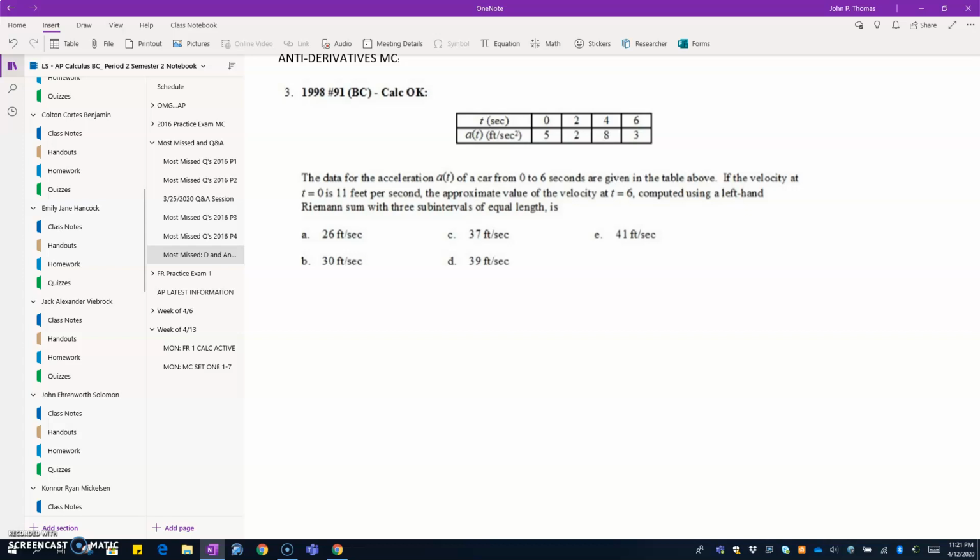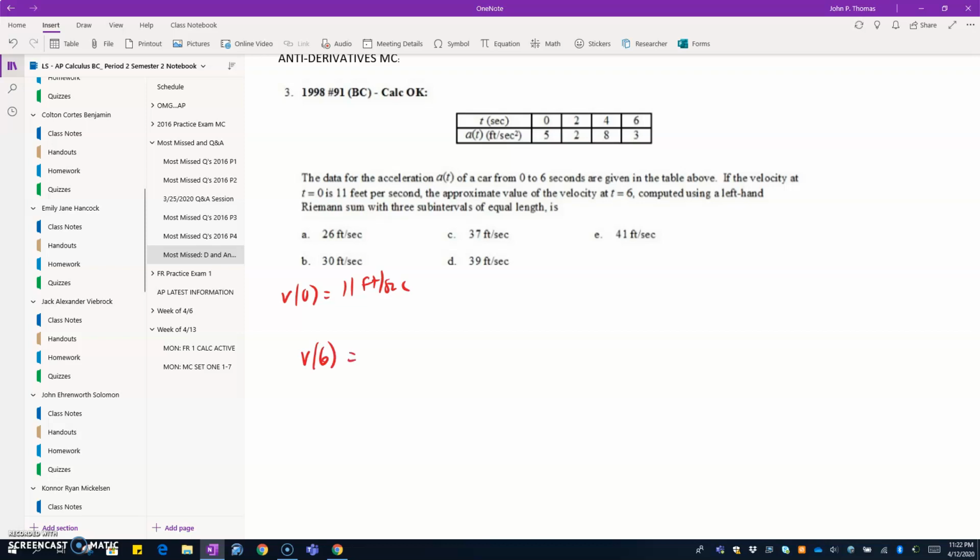If the velocity at t equals 0, so I know v of 0 equals 11 feet per second, the approximate value of the velocity at t equals 6, computed using a left-hand Riemann sum with 3 subintervals of equal length is. Alright, so on this one, it asked me for the velocity at 6. I'm really looking for v of 6.